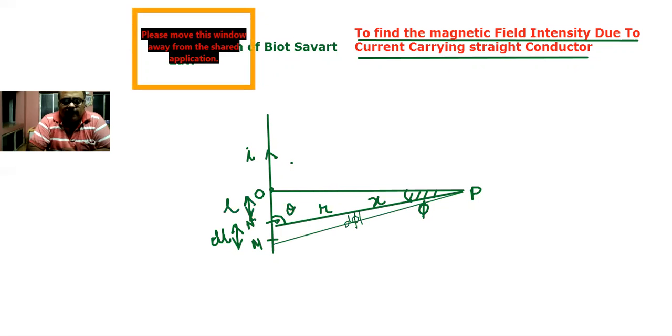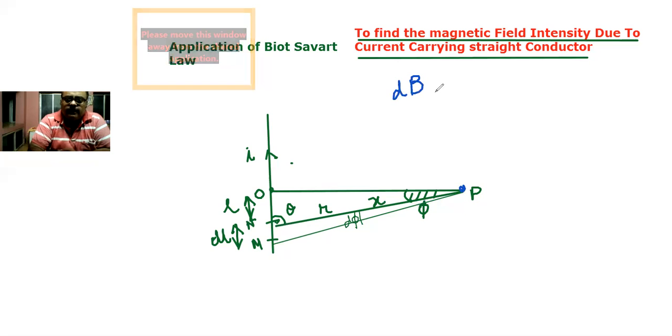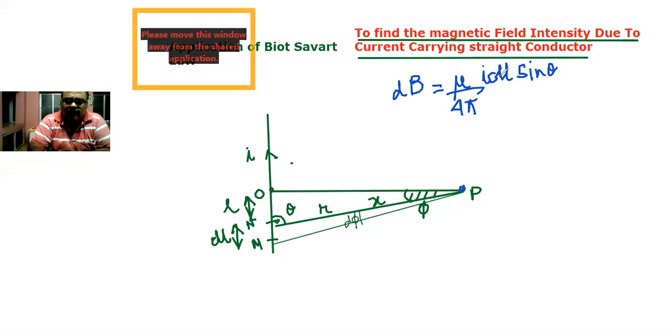So let me use the Biot-Savart law now. Using the Biot-Savart law, I get the magnetic field intensity at the point P equals mu by 4 pi, I dl sine theta, divided by R square, as I have taken this as R. Now children, this is 90 degree.